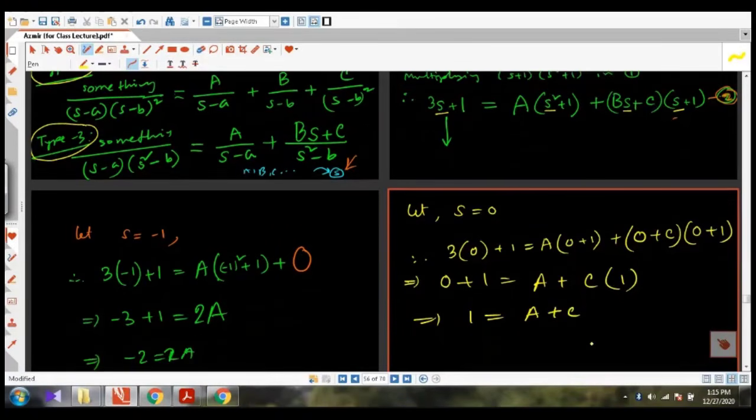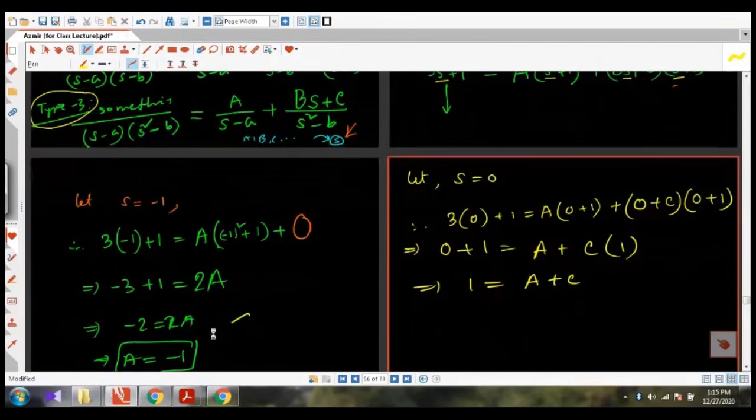So already in the previous step we have found the value of a. So 1 equal to a, a means -1, plus c. So actually c equal to what? c will be 2, right?